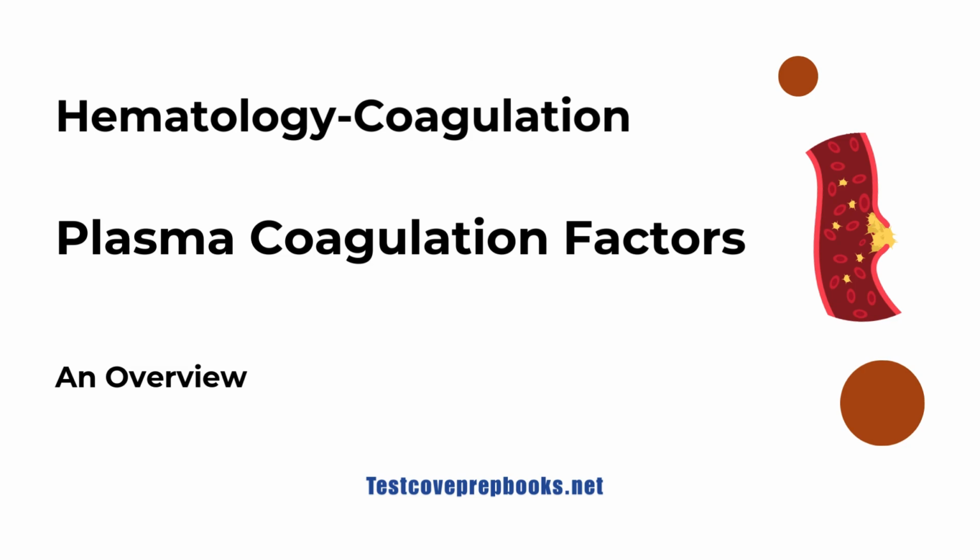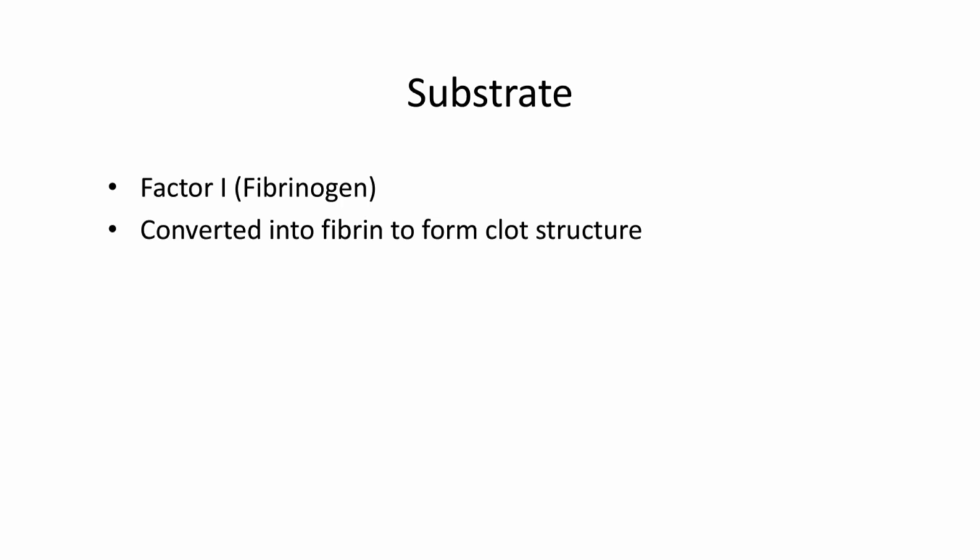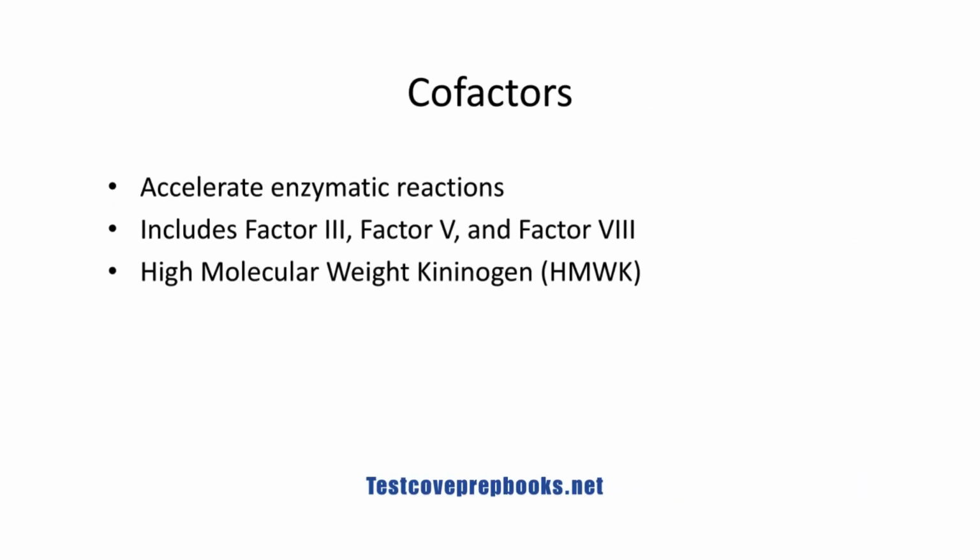Let's review the functions of coagulation factors. The primary substrate is factor I, also called fibrinogen. Fibrinogen is converted into fibrin, which forms the structural basis of the clot. Cofactors accelerate enzymatic reactions in the clotting cascade. They include factor III, factor V, and factor VIII. In addition, high molecular weight kininogen, also called HMWK, acts as a cofactor.